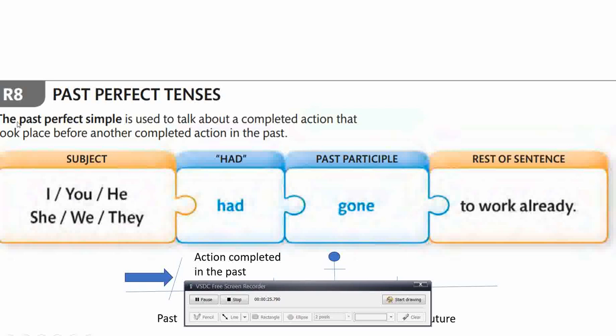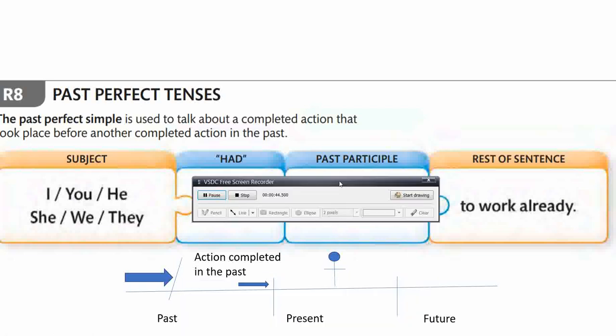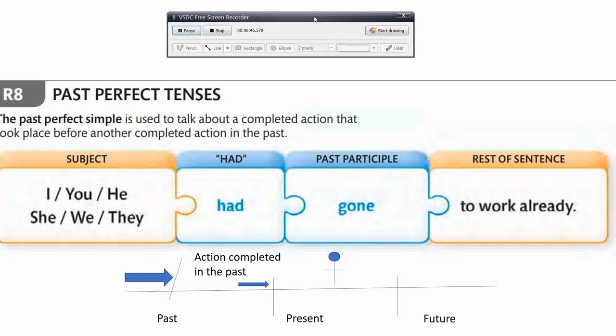Past perfect tense. The past perfect, you may ignore the word simple. The past perfect tense is used to talk about a completed action that took place before another completed action in the past. That means the action has already been completed in the past. Let us look at the structures.